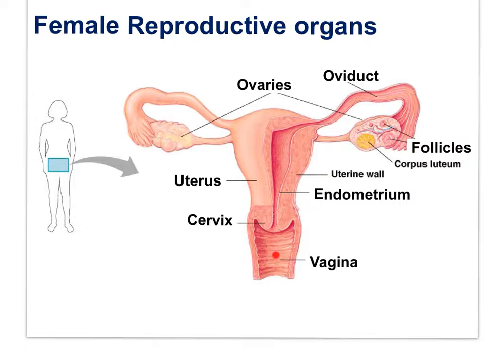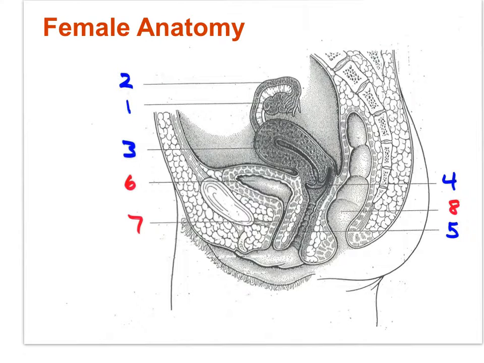Sperm must move from the vagina through the cervix into the uterus and then into the oviduct to reach an egg that's been released from the ovary. One last note, follicle is the structure within the ovary that develops and then releases an egg into the oviduct once per month. Can you identify the structures and their functions?